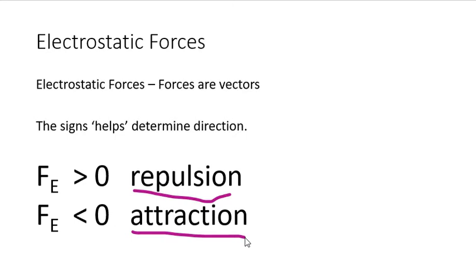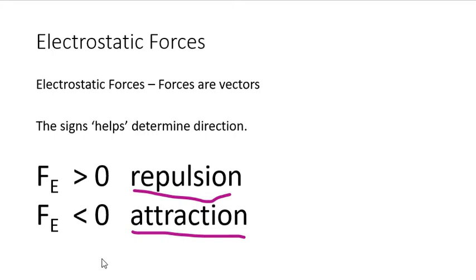Someone always says when they do the first problem, oh, it's negative, that means down. No, it's negative, that means they're attracted. Could be up, could be down, could be left, could be right, could be anything. You've got to look at the situation and see what that means. Same thing when you get a positive. That means they're going to be repelling each other. So that doesn't mean the direction is positive. It means they're repelling, which means you've got to look at the situation.